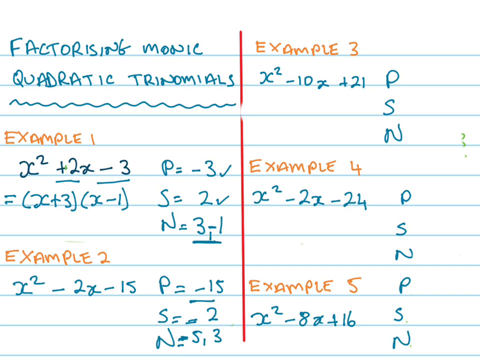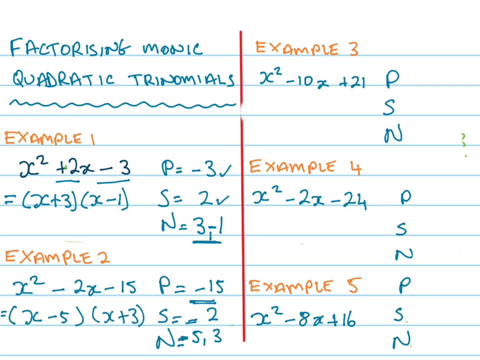Let's confirm. Negative 5 times 3 is negative 15. Negative 5 plus 3 is negative 2. So once I've got my numbers, it's easy. I just write equals x minus 5 in this case, bracket x plus 3.